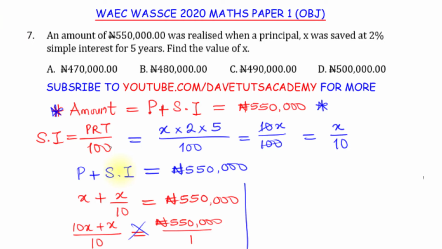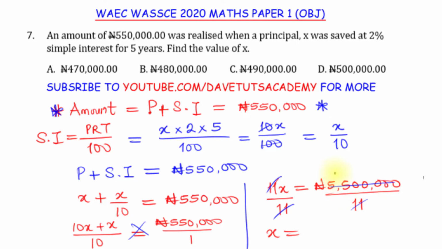So, if we can just cross multiply this, okay, we are going to have 10x plus x will be 11x is going to be 450,000 times 10, that will be 5.5 million, okay, and then to get x we can just divide both sides by 11 so that the x will be this 11 can cancel this 11, and then this can be used here. 11 in 55, that is 5, then we have all the other zeros remaining, so that the value of x that we're asked to find is 500,000 naira. Okay, that's the value of x.